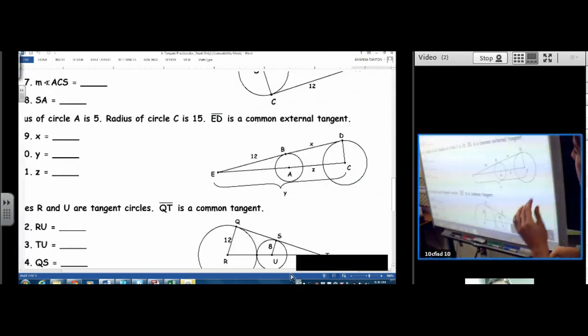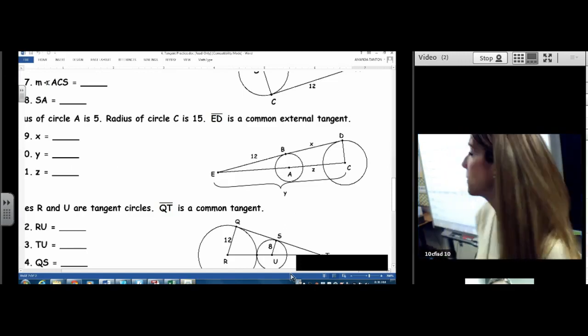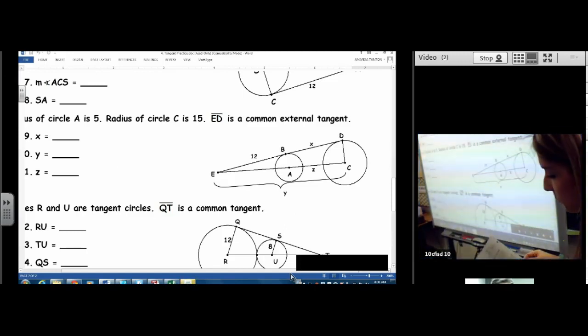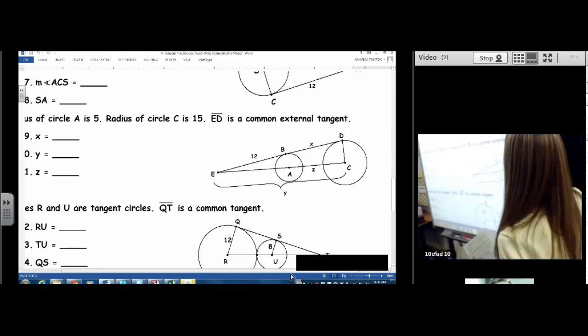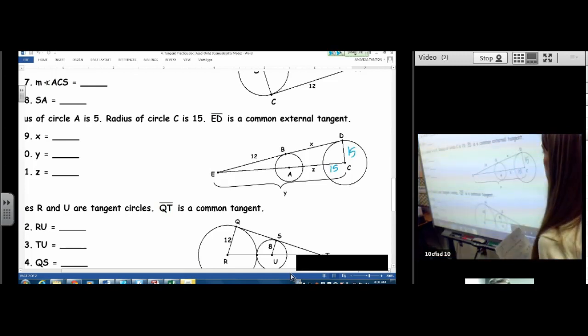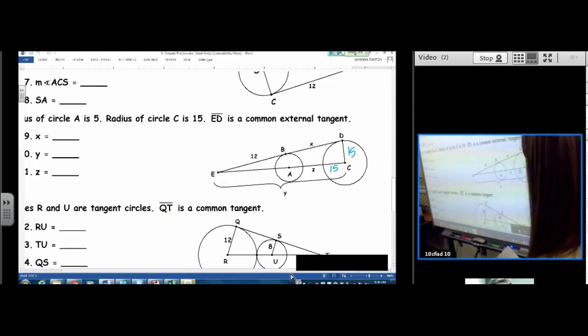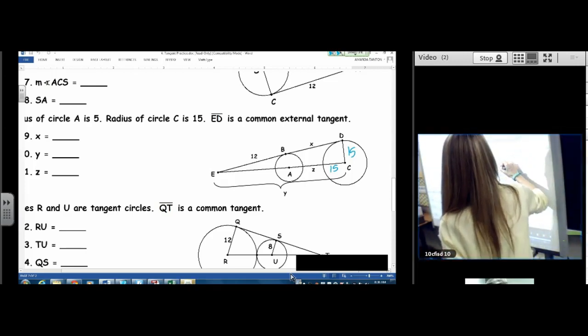So we're looking at 20 and 21. A lot of these on the back, you're going to use similar triangles, and you're going to use proportions. So you need to be comfortable setting up proportions. On this one, let's see, the radius of circle C is 15. So the 15 can go here and here. ED is a common external tangent. Okay, and then the radius of this one right here is 5.